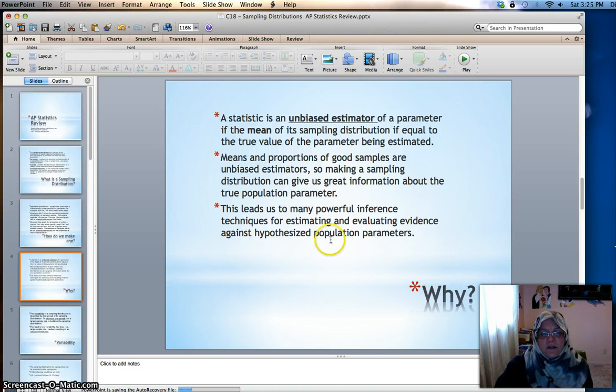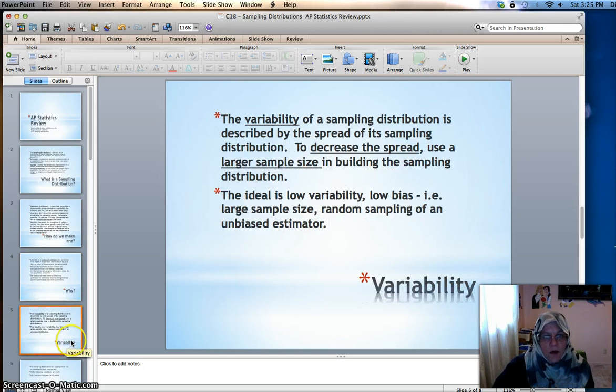Okay. This leads us to many powerful inference techniques for estimating and evaluating evidence against hypothesized population parameters. So this whole idea of a sampling distribution is the foundation of confidence intervals and hypothesis tests. Okay, so it's a really important concept.